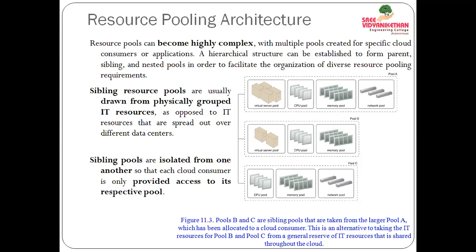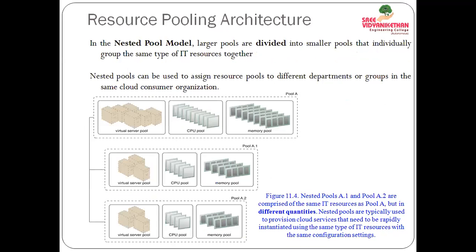So pooling can happen in two ways. One is sibling resource pooling, and another one is nested resource pooling. In sibling resource pooling, the siblings can have all, or anywhere from the minimum to the maximum availability of the resources in the parent. But in the nested pools, that is not the case.